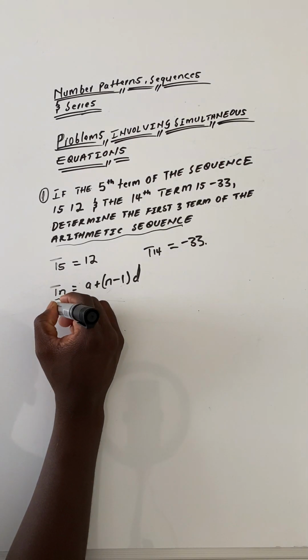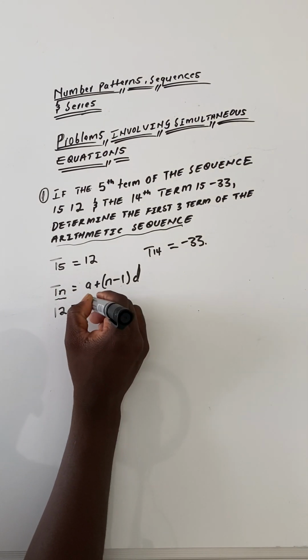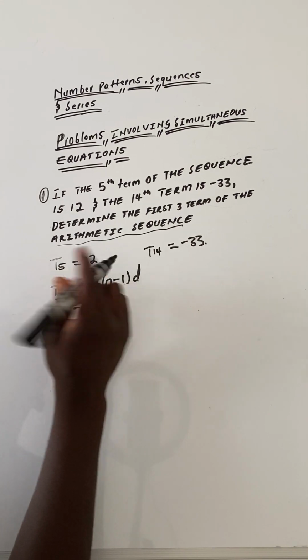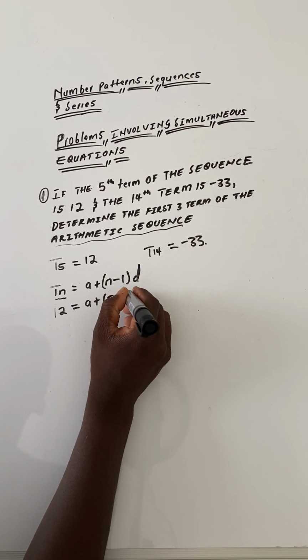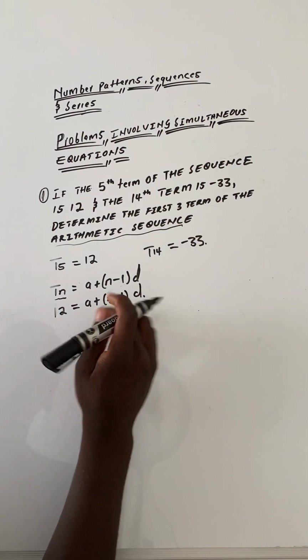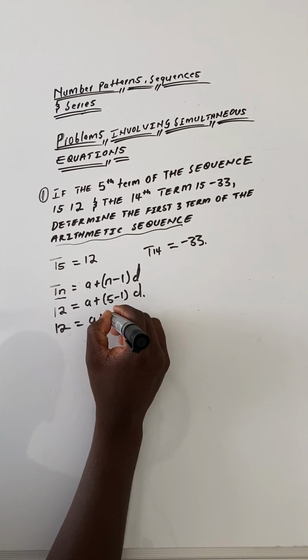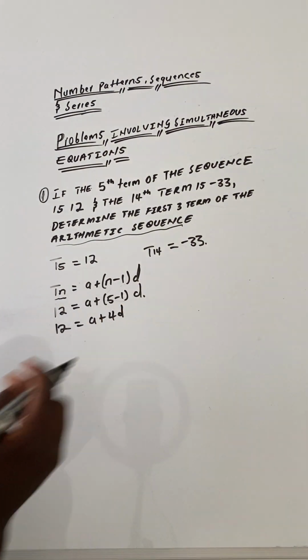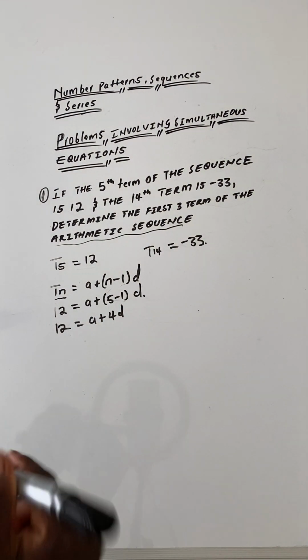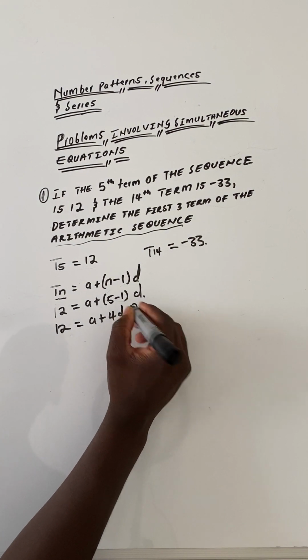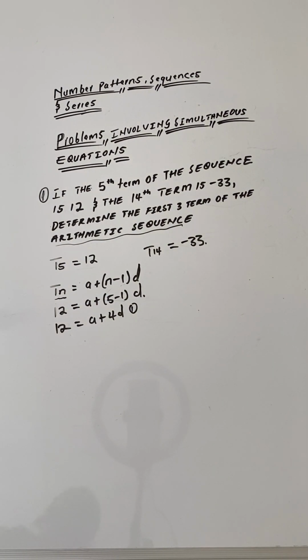So we know already that 12 is equal to a plus (5 minus 1) times d. 5 minus 1 will be 4, so 12 is equal to a plus 4d, because 4 multiplied by d is 4d. That's your multiplication. Immediately when you do that, you know this is your equation 1. Remember, we're dealing with simultaneous equations, so we must always have two equations that we're dealing with. Let us continue.